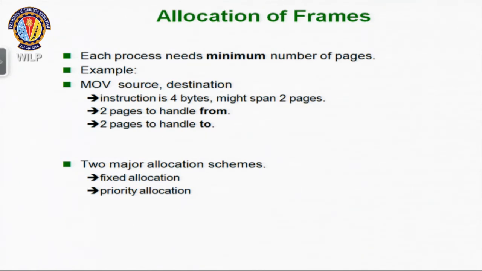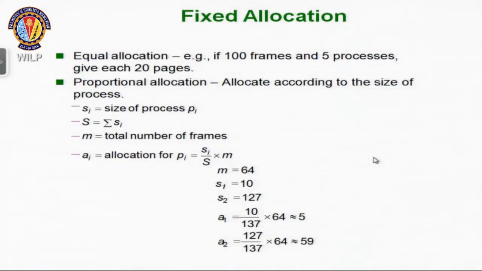Then we need to also talk about allocation schemes. We have seen how the replacement is carried out, but we also need to see that there is a minimum number of frames required, and if we need to allocate more than the minimum number, then what should be the scheme? There are two major allocation schemes. One we call a fixed allocation scheme, and the other we call a priority allocation scheme. We will see what those are and how they work.